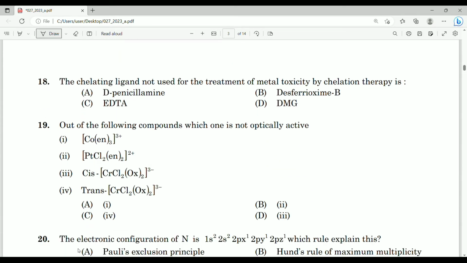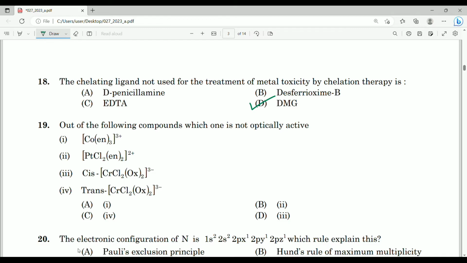18th question. The chelating ligand not used for treatment of metal toxicity by chelation therapy is: D-penicillamine, desferrioxamine B, EDTA, DMG. So the chelating ligand not used for treatment of metal toxicity is DMG, dimethylglyoxime.